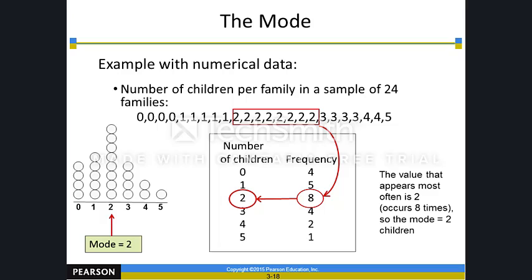Okay. So let's look at an example of the mode. We have this data set: the number of children per family in a sample of 24 families. So basically we have 4 zeros, right? How many ones do we have? 1, 2, 3, 4, 5. We have 5 ones. How many 2s? 8. How many 3s? 4. How many 4s? 2. And how many 5s? 1. Which number occurs the most? We realize that the number 2 occurs the most. We had 8 2s. So that would be the mode.